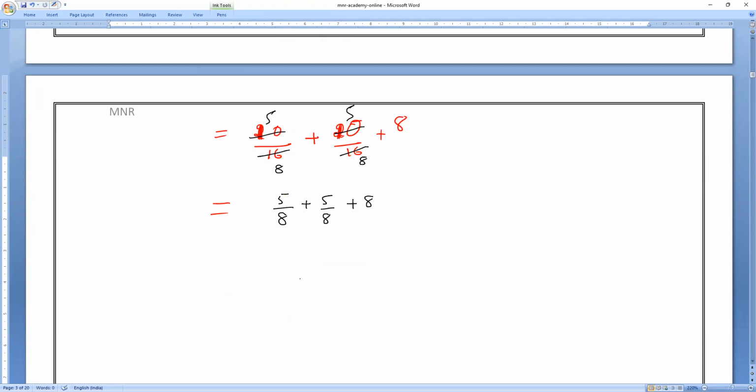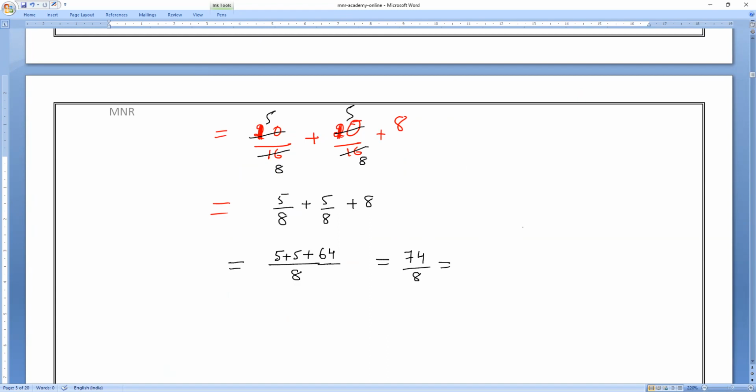So what is the LCM, everybody? What is the LCM? 8. I'll take it as 8. So 8 means here 5 plus 5 plus 8, 8 is how much? 64. So which is equal to how much, guys? 74 by 8. How much is the answer? Somewhere we made a mistake. I want to know that.